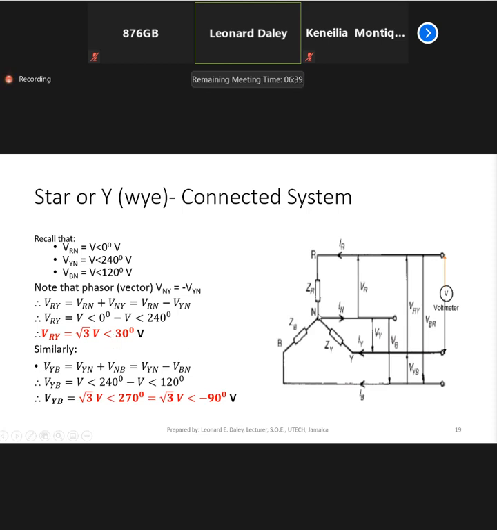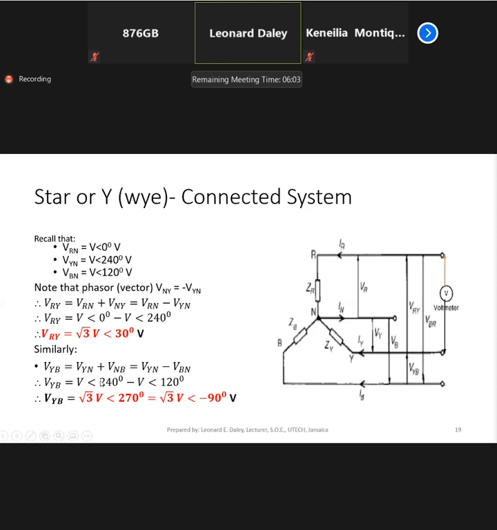And we can do the same thing to calculate VYB. VYB would be from here down to here. Notice now we're moving from Y to N, and then from N down to B. So VYN plus VNB, but VNB is equal to minus VBN. So we can substitute our values here again.